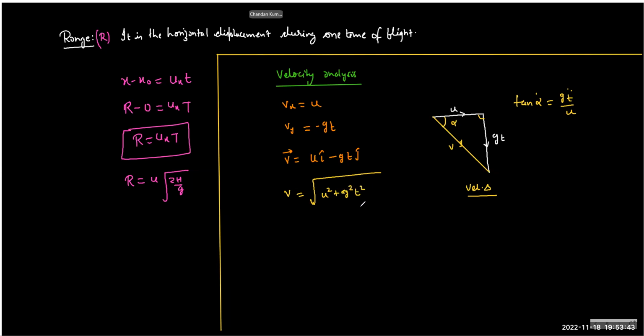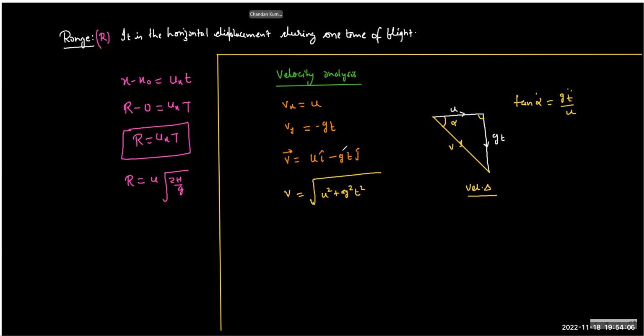It is u square plus g square T square, right? Yes or no? Yes, sir. Okay. So when we get a y component negative, it means it is downward. That's it. If y component is positive, upward. If x component is positive, right. If x component is negative, left. I hope this is clear to all of you.